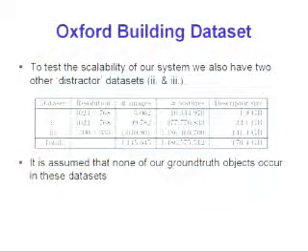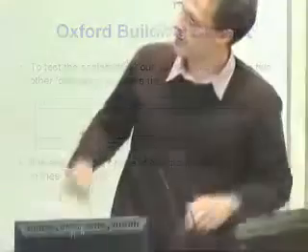And to test the scalability, we also have two other distractor data sets. So the first one is 100,000 images, and another which is just over 1 million images. And it's assumed that none of our ground truth objects are present in these data sets. So we can just add them in and see how the system is scaling.